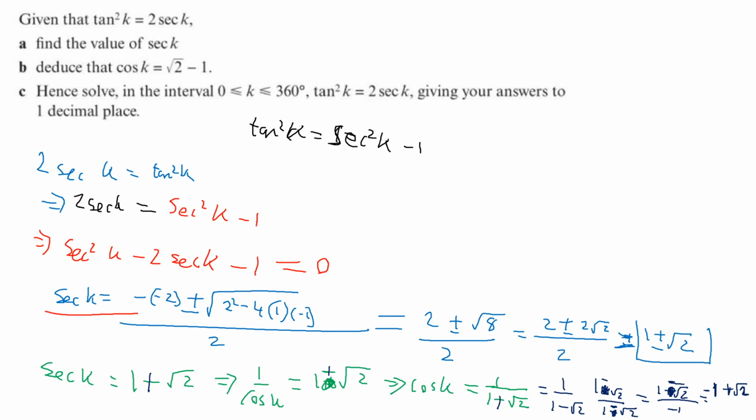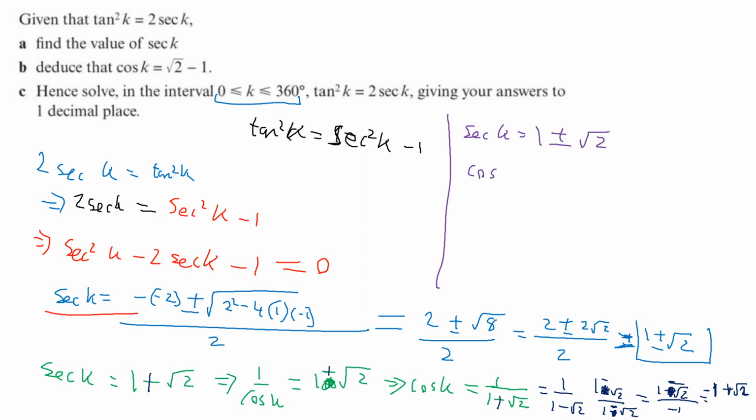So now what we're going to do is we're going to solve between the interval 0 to 360 that tan squared k is equal to 2 sec k. What color have I not used before? I haven't used purple yet. So remember that sec k is equal to, I'm just going to say, 1 plus minus root 2.